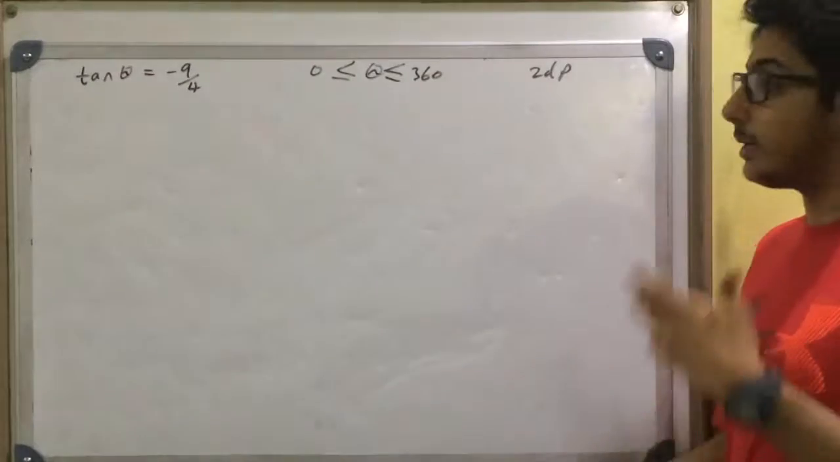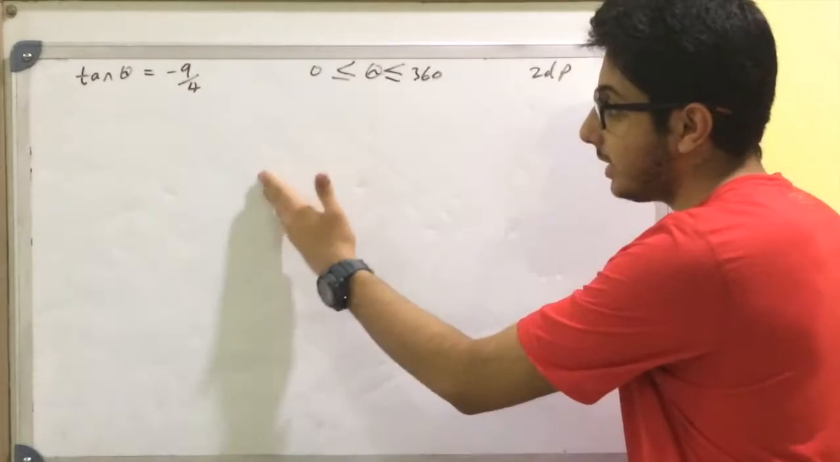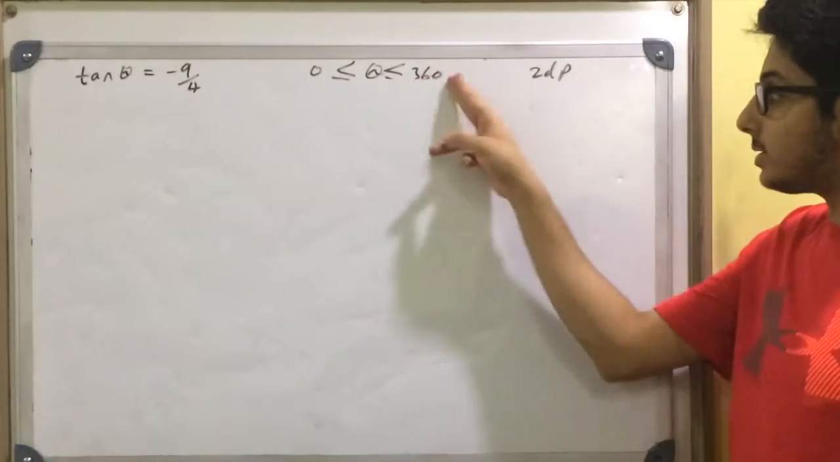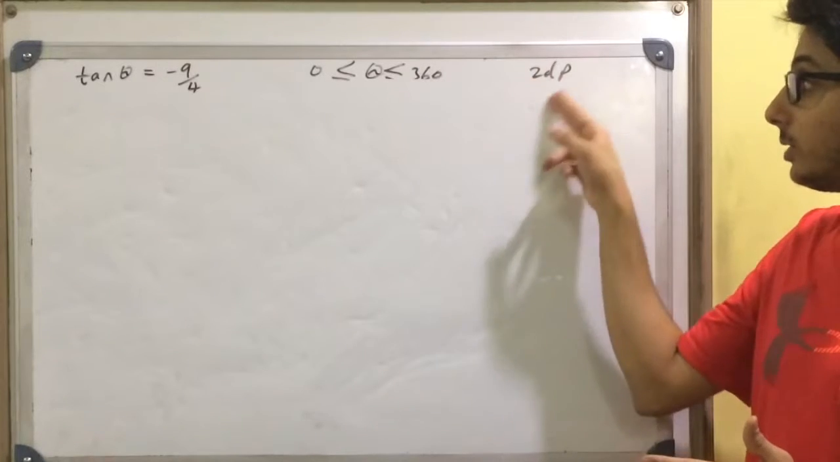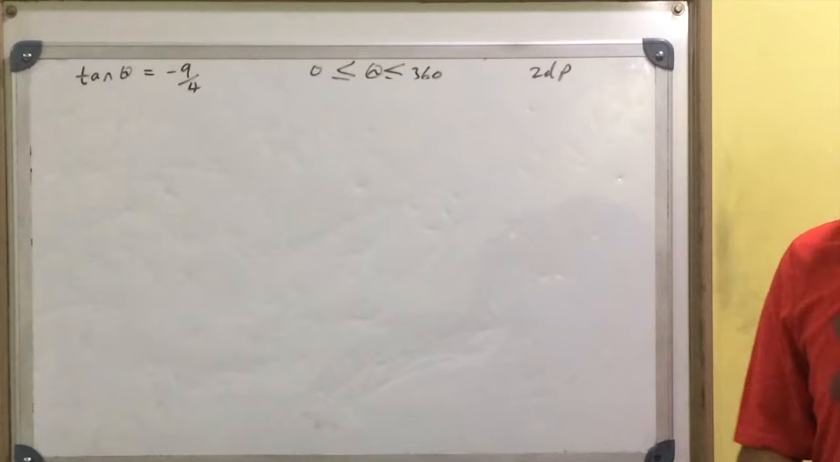Okay? Okay, now try tan theta is equal to negative 9 over 4 within this range, and give all your answers where necessary to 2 decimal places. Go.